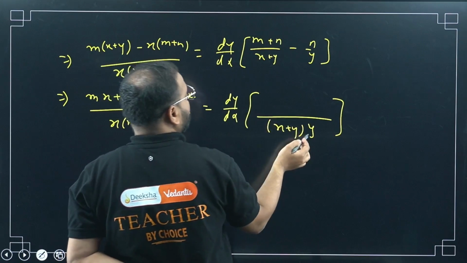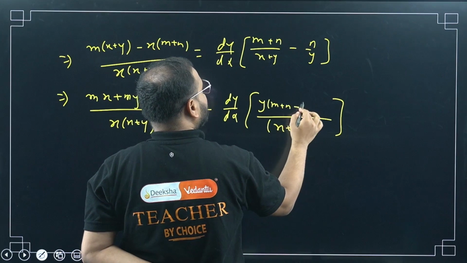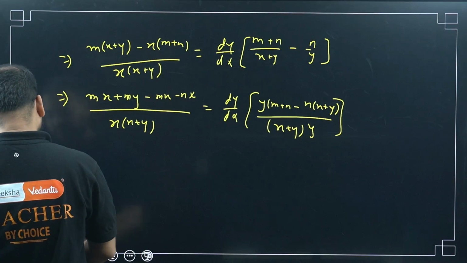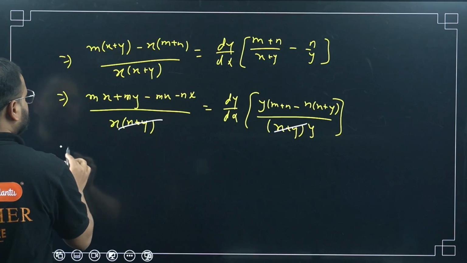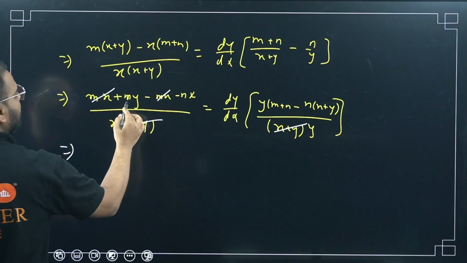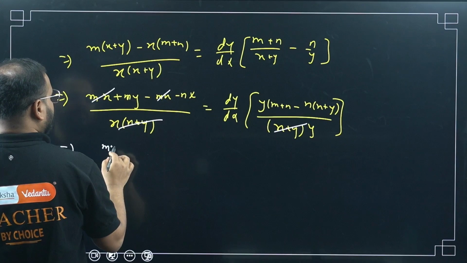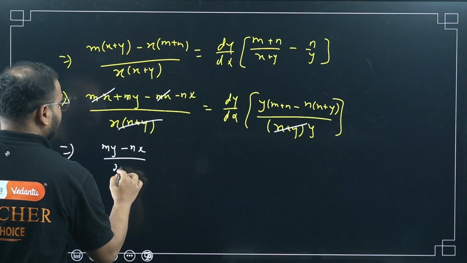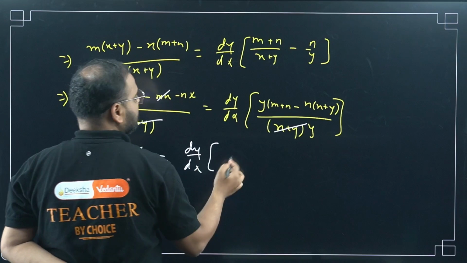How much is this? Multiply y over here, so y times m plus n minus n times x plus y. Something is getting cancelled, sir. Please check this step now. mx with mx is cancelled. I have my minus nx upon x, and what do I have here? dy by dx.